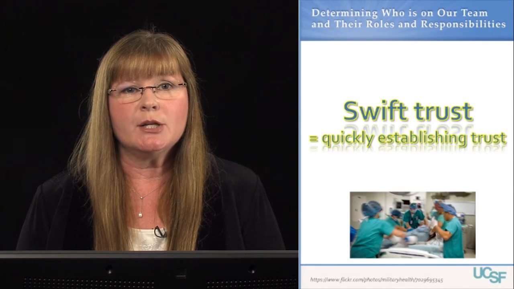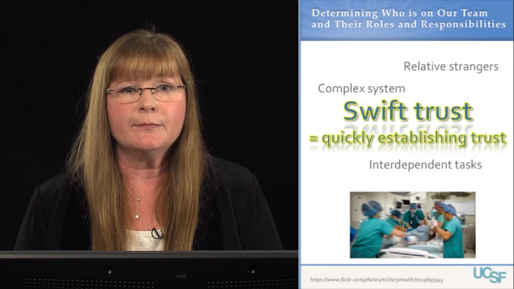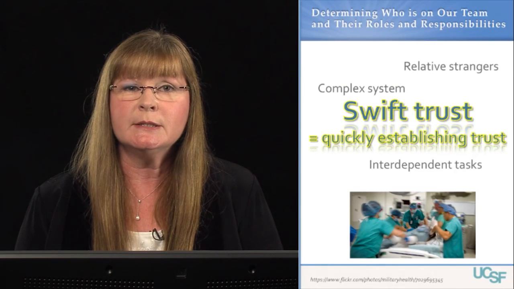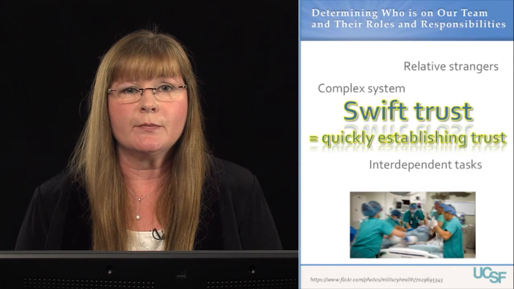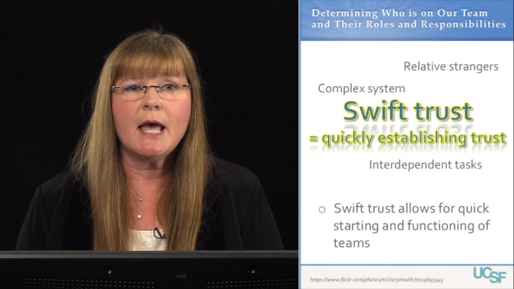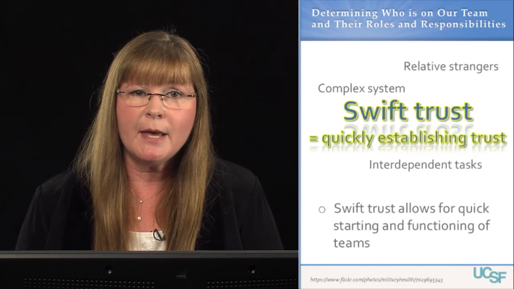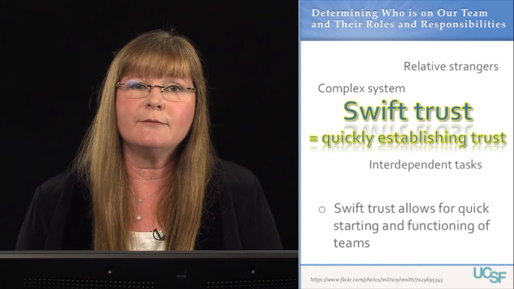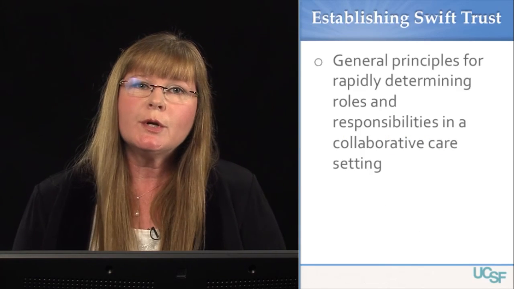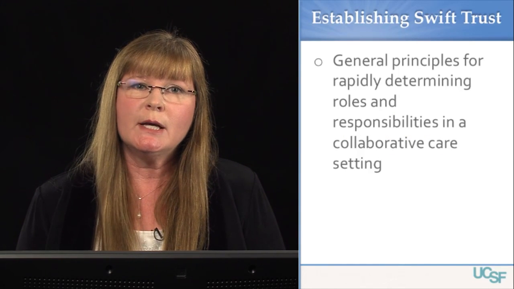Swift trust is a strategy for working in a complex system, performing complex interdependent tasks, using the specialized skills of relative strangers. By assuming trust initially and later verifying that members are managing expectations, swift trust allows for the quick starting and functioning of teams. So what are the components for establishing swift trust?